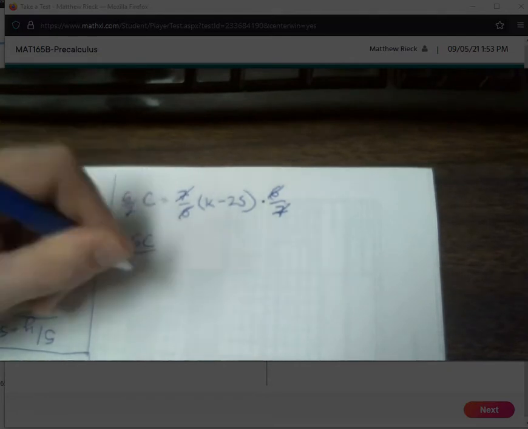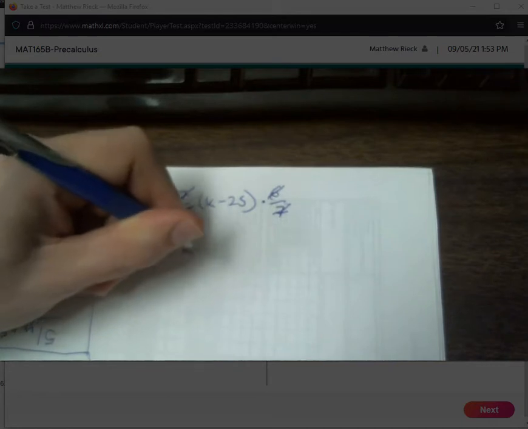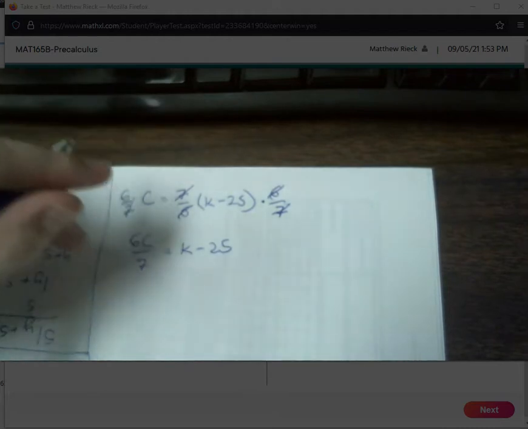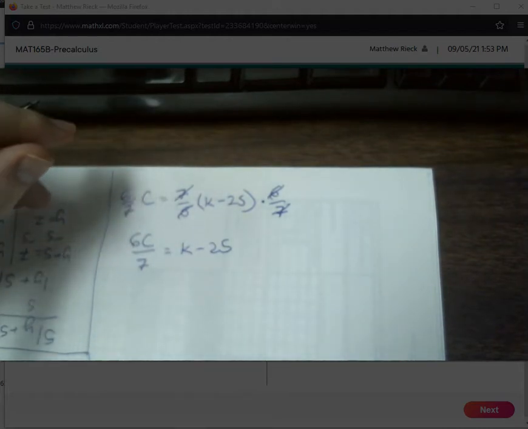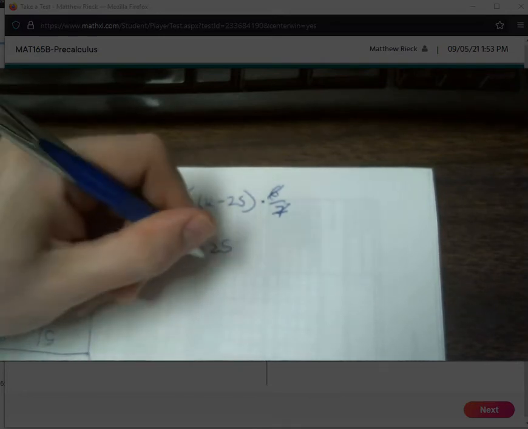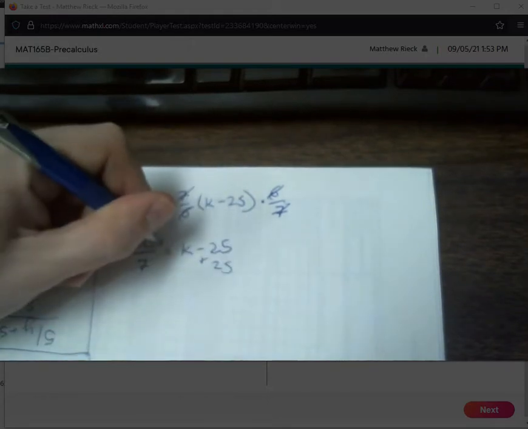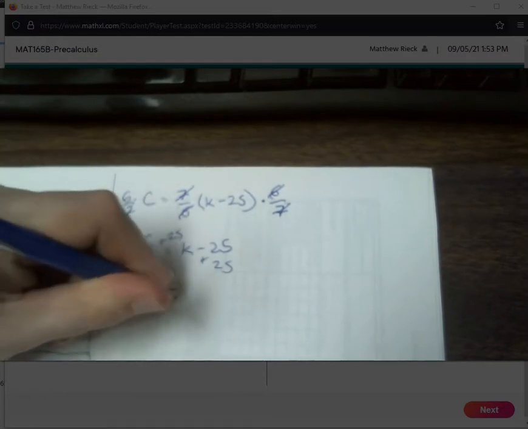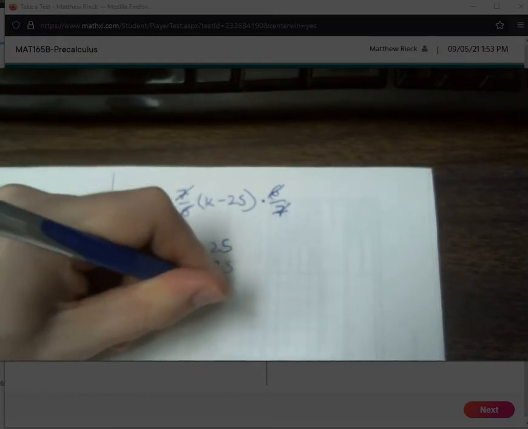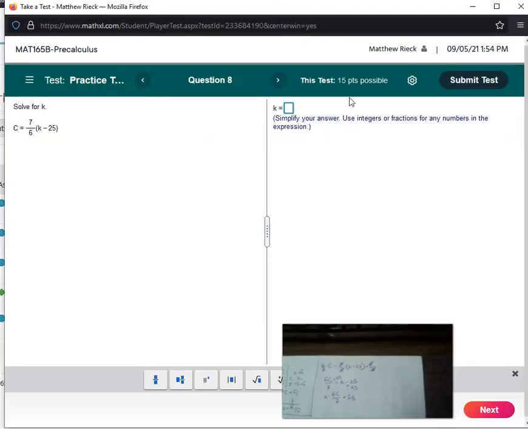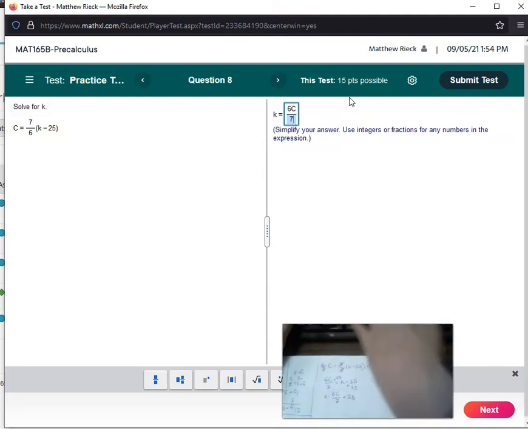So you have 6c over 7 equals k minus 25. Since we don't have the 7/6 out front, we don't necessarily need to bring the parentheses along. And we want to solve for k, so we want to get k all by itself. To do that, we can just add 25 to each side. So we end up with k equals 6c over 7 plus 25.